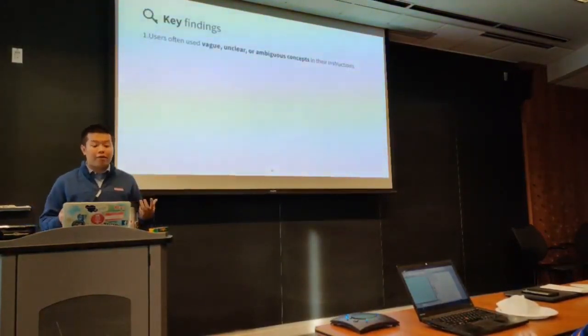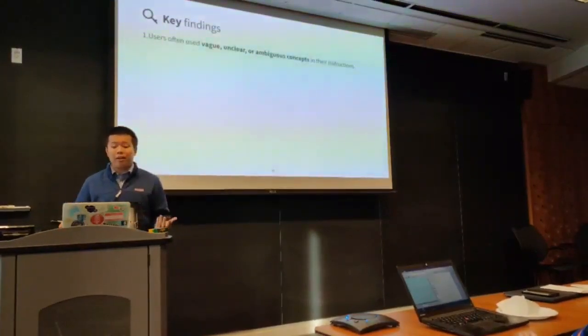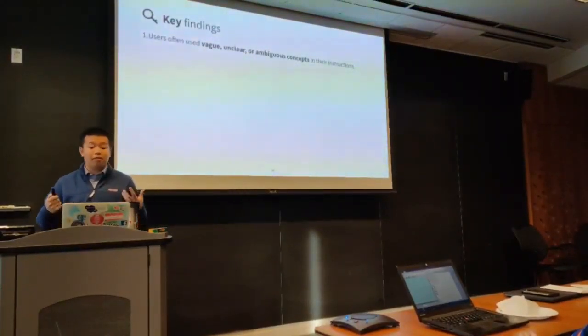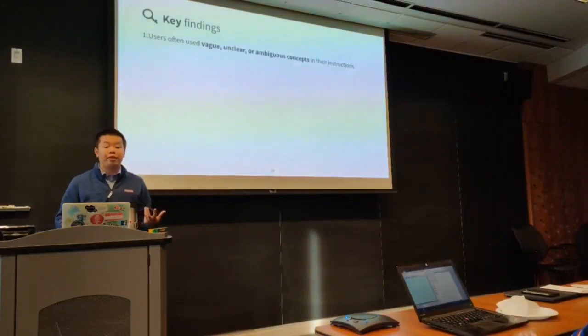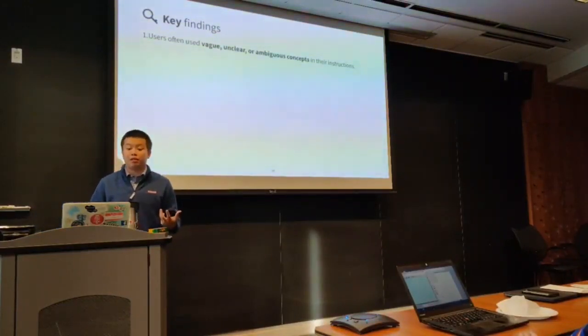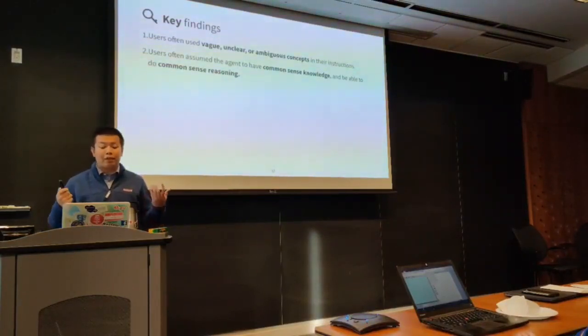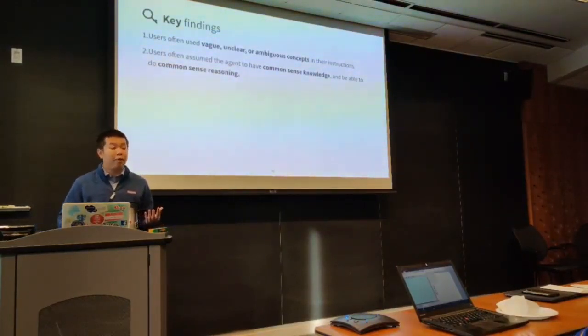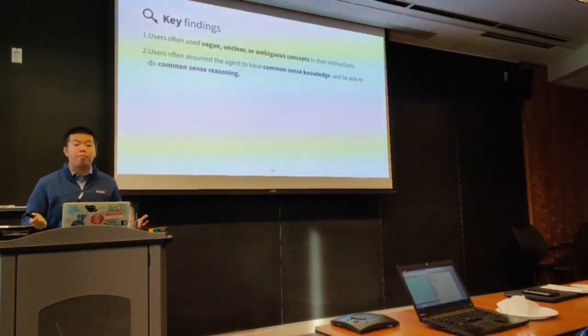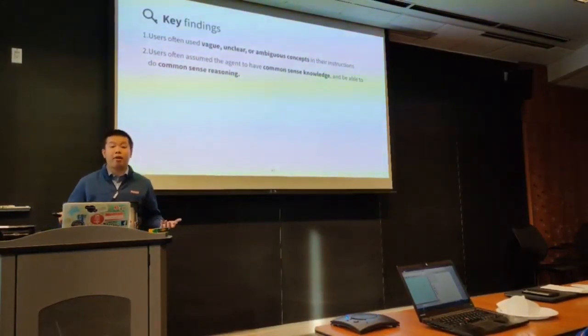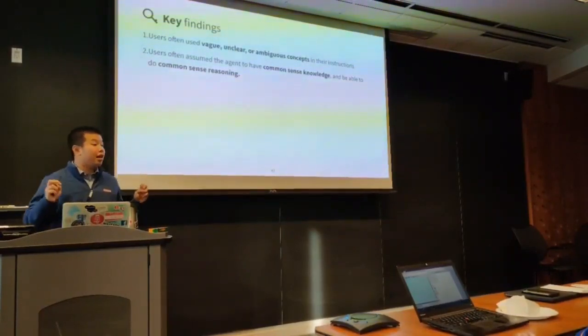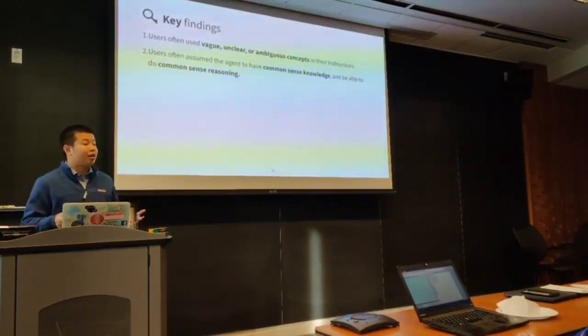Here are some of our key findings. Unsurprisingly, users often use vague, unclear, or ambiguous concepts in their instructions. And users often assume the agent to have some common sense knowledge and common sense reasoning skills, like the meaning of good weather, busy day, heavy traffic, or that an easy class can mean the class has a high average score.